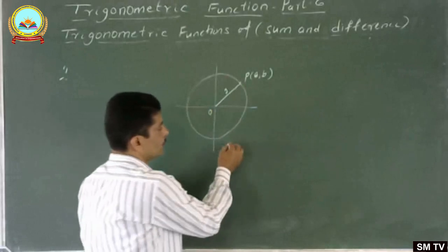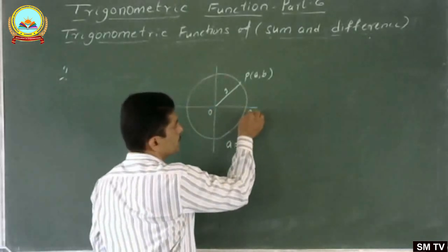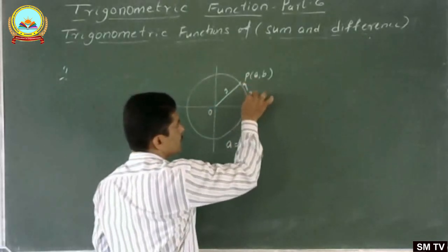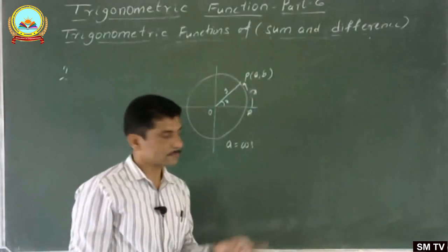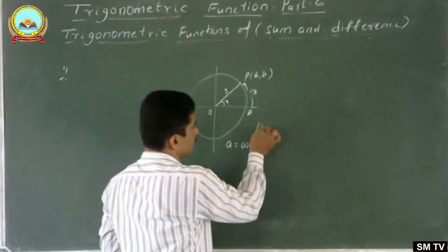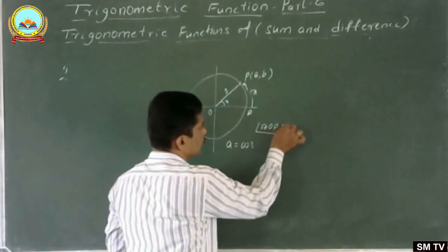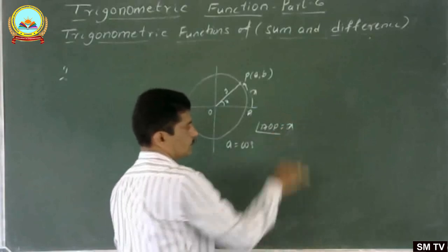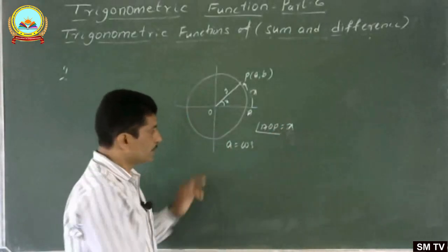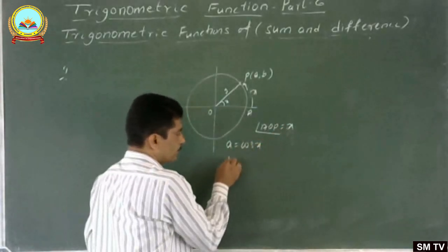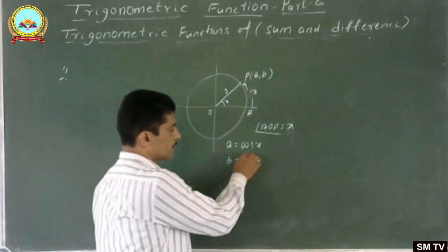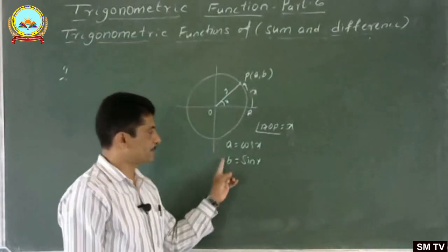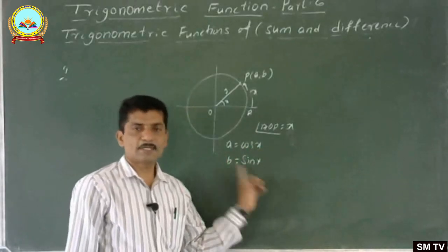Then you know that, suppose this arc AP has length x unit, its center angle is equal to x radian. Here you can say that angle AOP is equal to x. Arc length is x unit. Then A is equal to cos x and B is equal to sin x. Abscissa means cos x, ordinate means sin x.